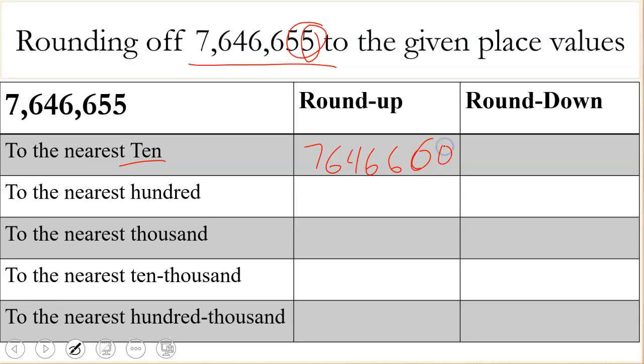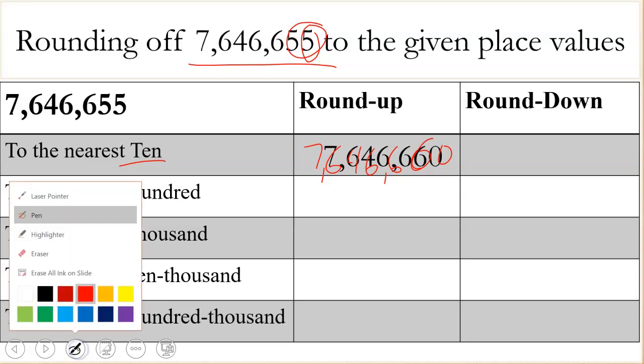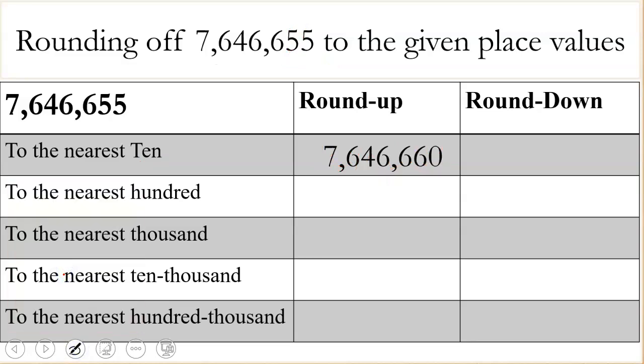6, 0. So it will sound like this. It will sound 7,646,660. That is how it's going to be. Okay. Then if you run it down, then it's going to be 7,646,650, because this one will not go up, it will go down, so it will be 650.